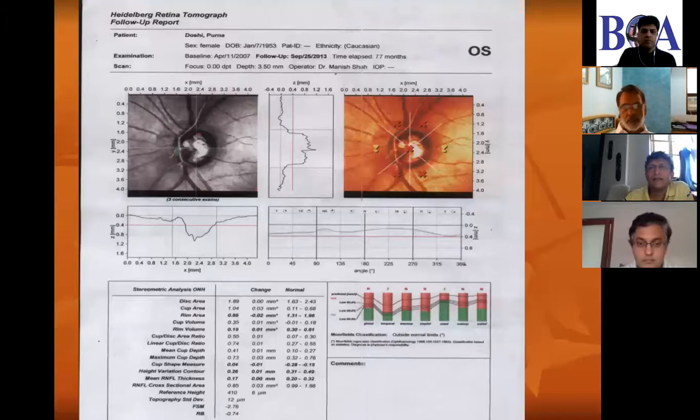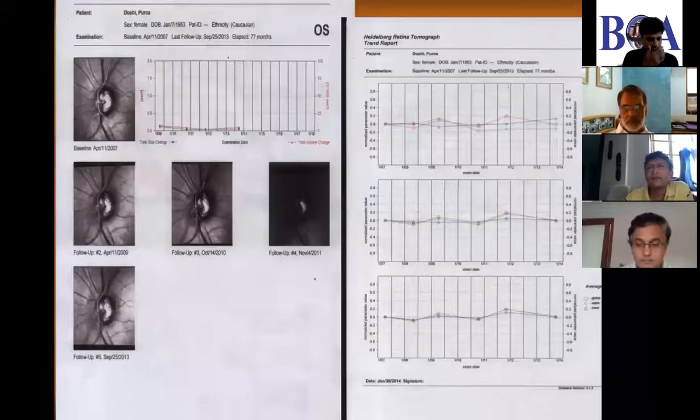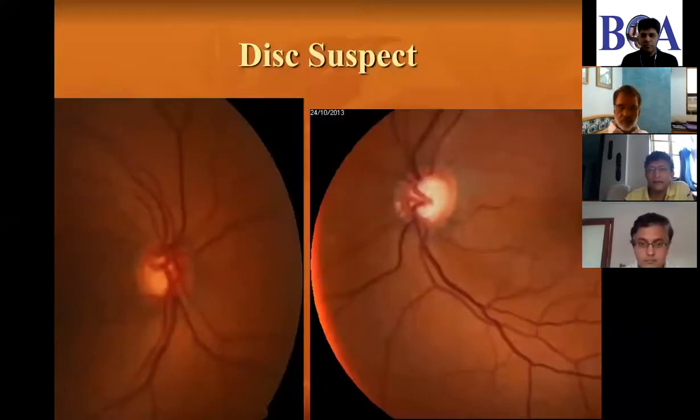This is the imaging. At that time, when I saw this patient, I used to use the HRT. But this is what shows on the HRT. All through the whole follow-up period, there has been no change. So that is why using both imaging as well as fields simultaneously is very useful in coming to a correct conclusion.